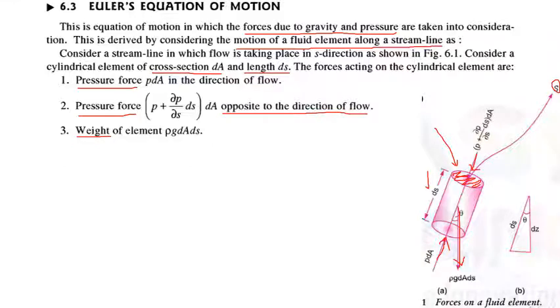Okay, this quantity is the volume dA ds. That is area of cross section into ds, that is length. The volume of a cylinder is given by pi r square h, that is cross sectional area multiplied by height of the cylinder. So dA ds gives you volume, density into volume gives you mass, mass into acceleration due to gravity gives you weight.